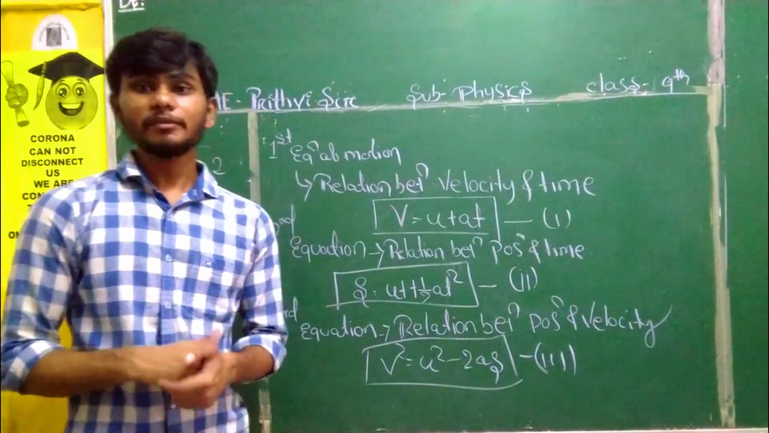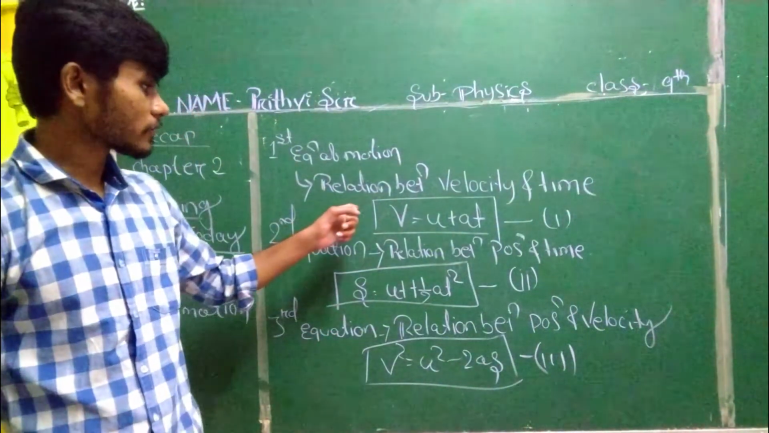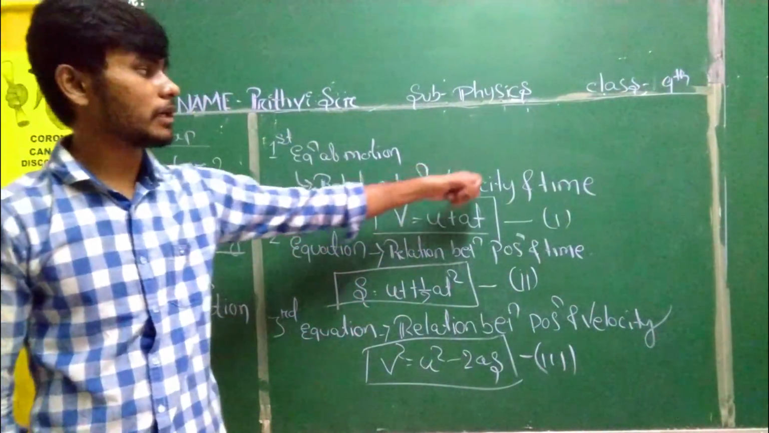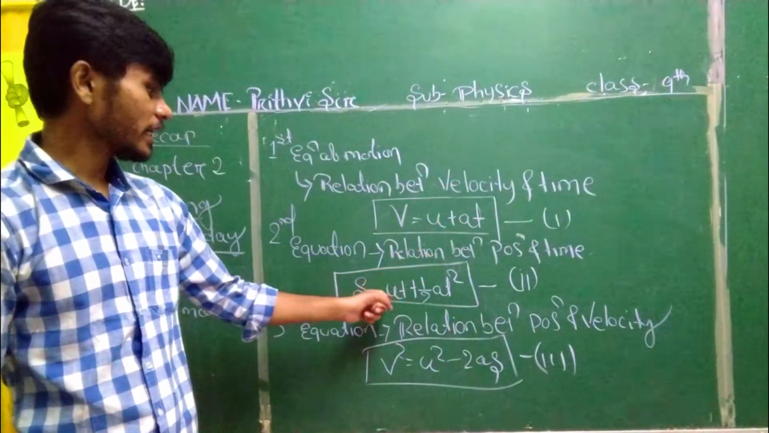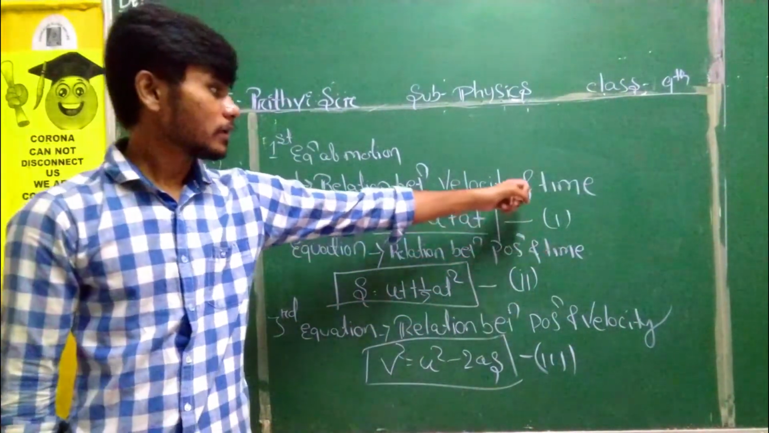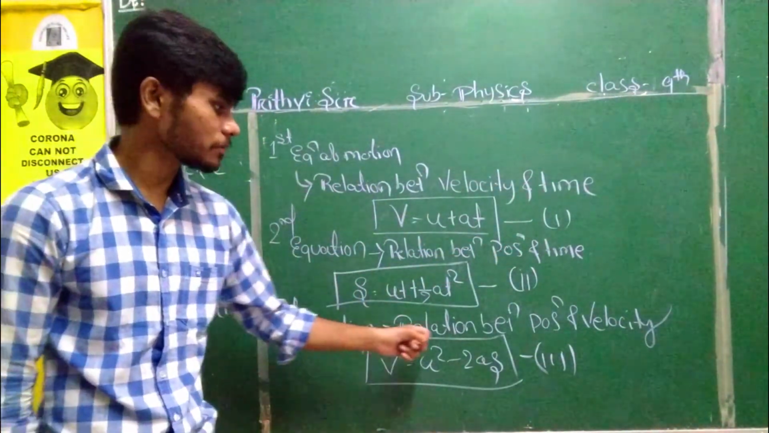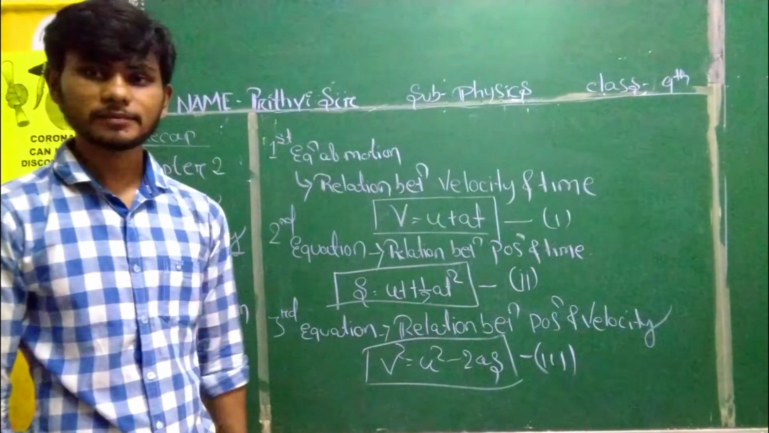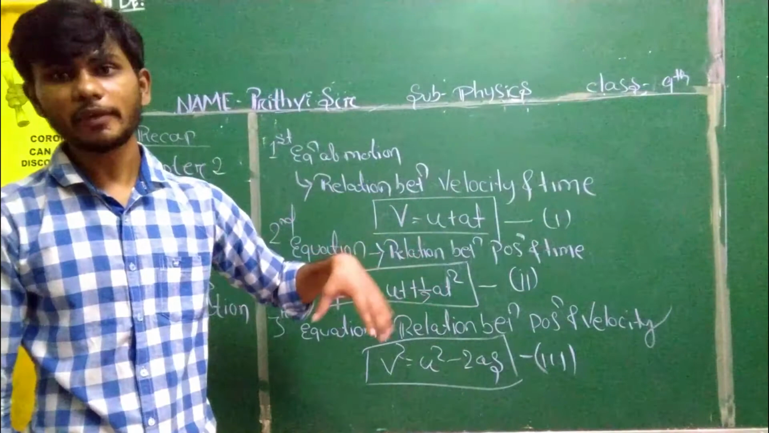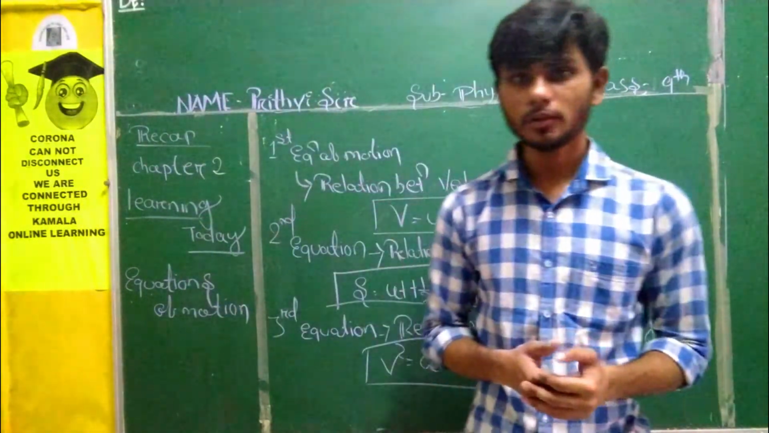Remembering all three is very easy. How can you remember them? First, V is equal to U plus AT. Here the relation is between velocity and time. Second, S is equal to UT plus half AT square. Here the relation is between position and time. Time came two times; velocity and position came only once. The third one will be the relation between position and velocity. Time will be replaced. So this is a brief idea of what we have read in this particular lesson.